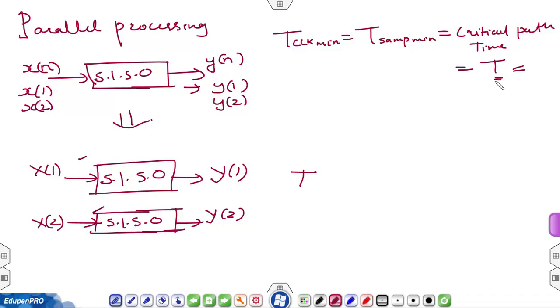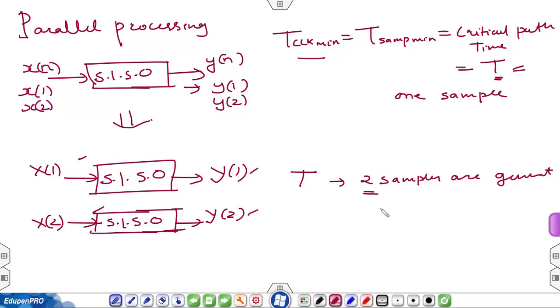So in this case, in T time, one sample was generated, and in the parallel case, in T time, two samples are generated. T clock is the same. Whatever was the T clock for this system, this will be driven by the same clock speed, and this will be driven by the same clock speed. I am not changing the clock speed. Since this system is driven by the same clock speed T, it will take T amount of time to generate y1 corresponding to x1, and the other system will also take the same time, driven by the same clock speed. But since we are using two hardware in parallel, in T time two samples will be generated, and we can say that the sampling rate is doubled.